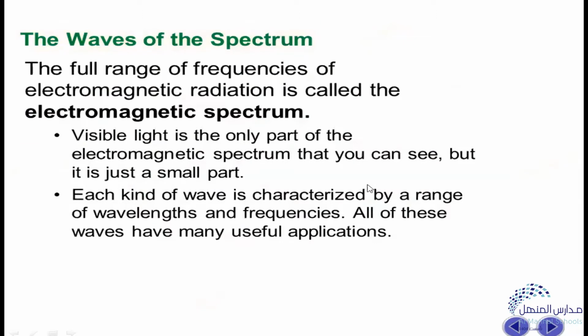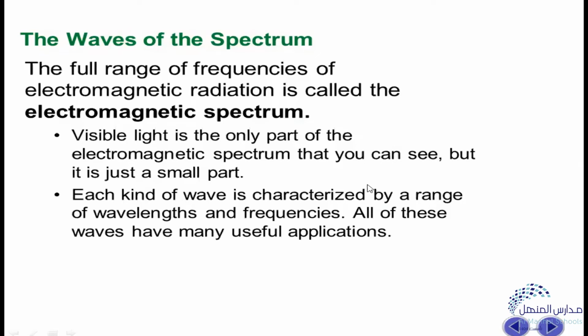So what does it mean when we say the electromagnetic spectrum? It means the full range of frequencies of electromagnetic radiation. This pattern of arrangement, we give it a name: the electromagnetic spectrum.